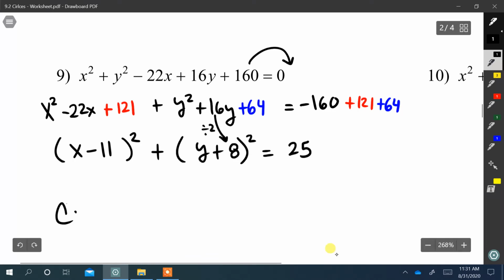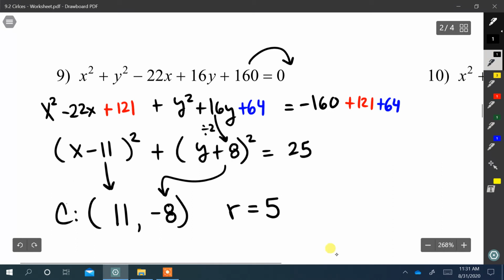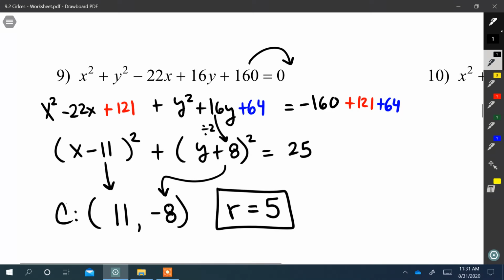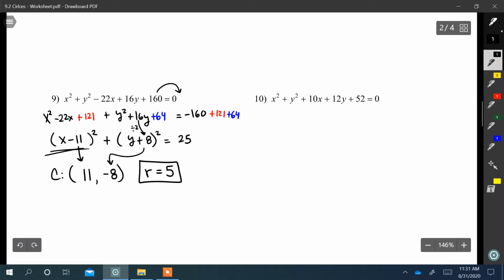So the center for this one will be 11, and then negative 8. It's always the opposite, remember. And then the radius, as you can see, must be 5. So this problem, the problems are not hard to do, but this part right here is what confuses some people. Okay, so now you're going to do number 10.